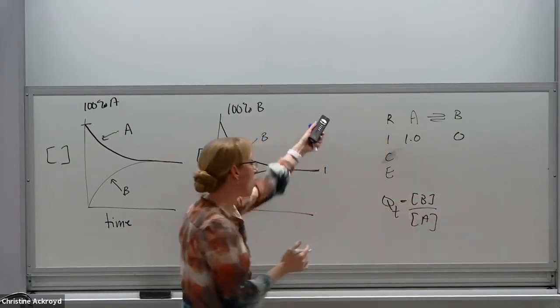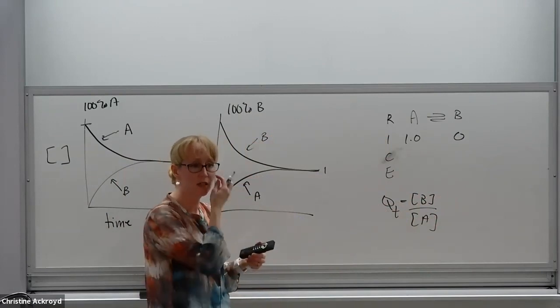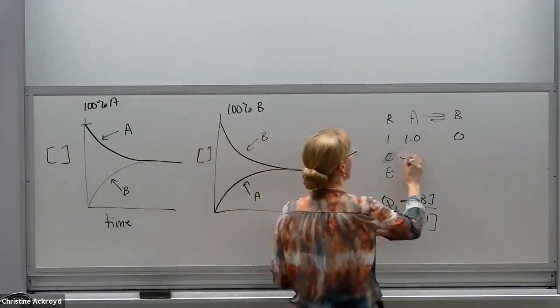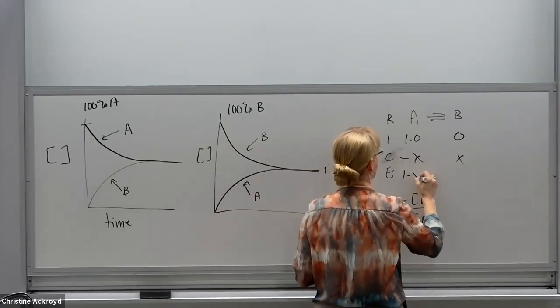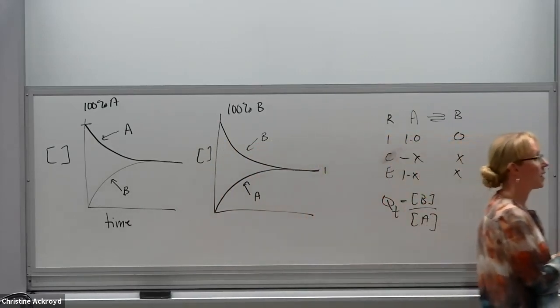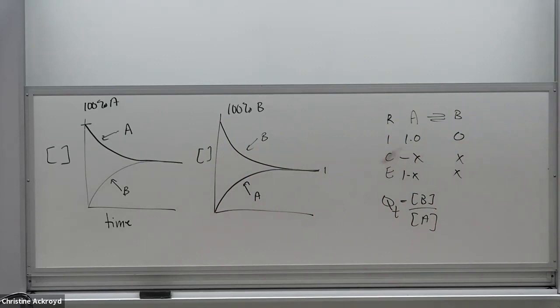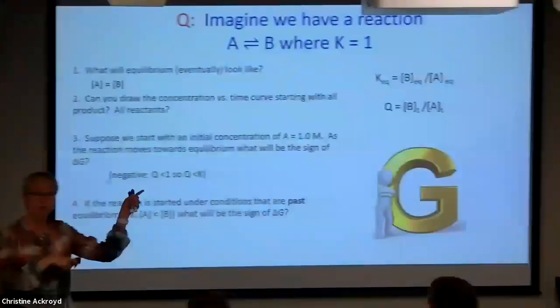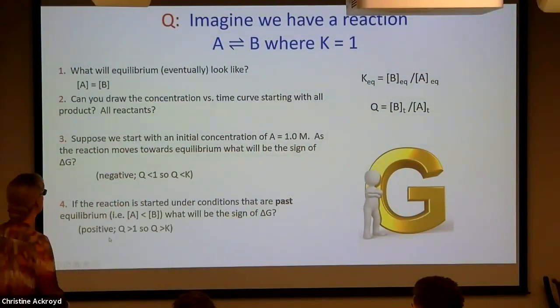Okay, so if we start with all A, what's our initial Q value? So a reaction is going to move forward. It's going to look like that. Okay, delta G when we have Q is less than K is going to be what? Negative. Okay, if we start with more B than A, what's the sign of delta G? Delta G has to be positive because the reaction wants to move backwards. So the reverse reaction is the spontaneous one, which means for the forward reaction that we've written, we report delta G as positive.